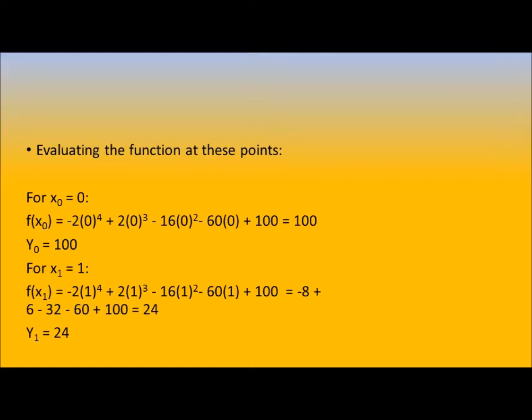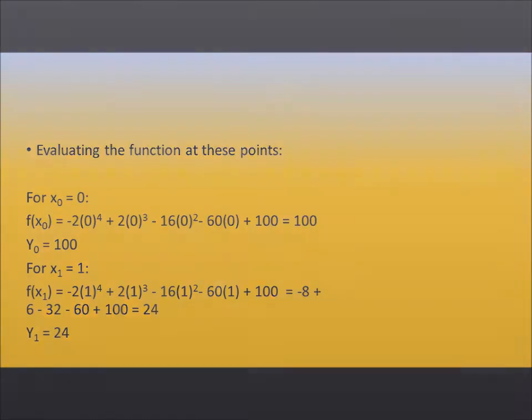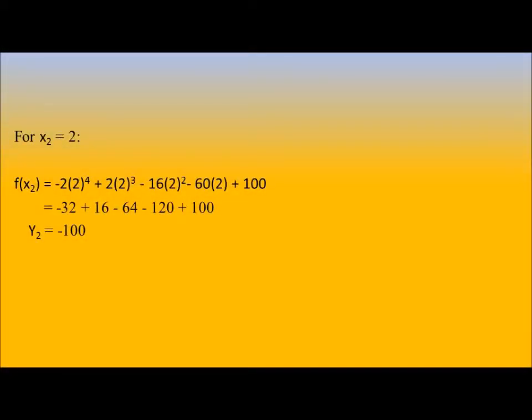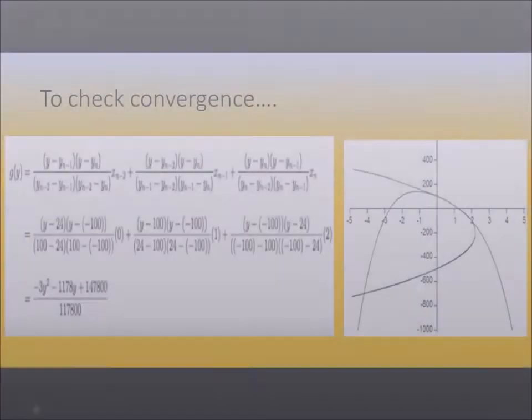Evaluating the function at these points, for x0 equal to 0, f(x0) is equal to 100, so y0 is equal to 100. For x1 equal to 1, y1 is equal to 24. For x2 equal to 2, y2 is equal to -100. Thus we get the corresponding y values when we substitute the x values.